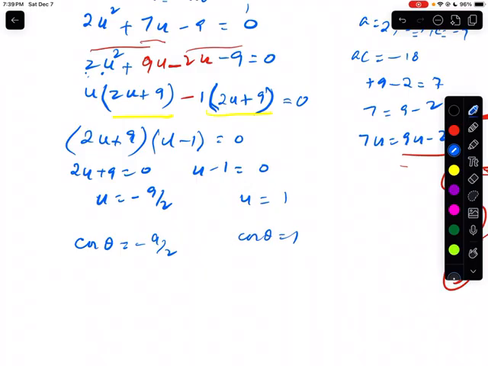Now what? Can you see this will be no solution? Why? Because remember, this is exactly negative 4.5, which is less than negative 1, and we cannot have a number less than negative 1, so therefore no solution. The second expression though will give us a solution. So when is cosine equal to 1?